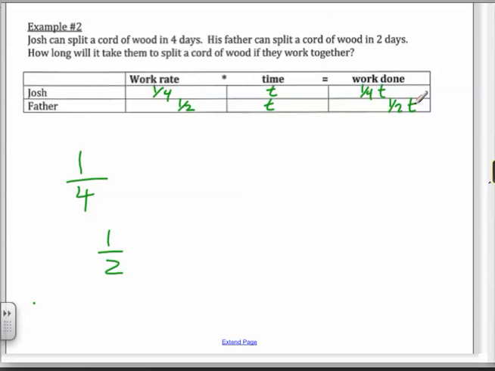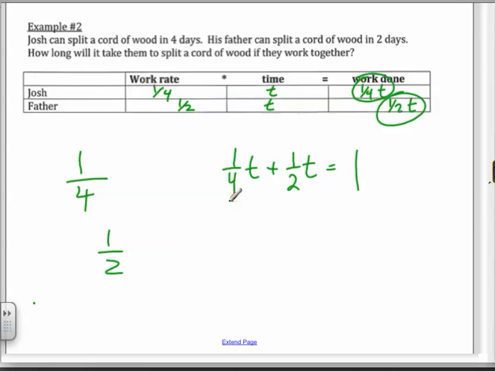Right? What if I add his work, Josh's work, and the father's work? What would that equal, Gordy? 3/4 T. Well, if I put them together, it would equal 3/4 T, but what does that equal? What does that equal? The whole job. This is the amount of work done by Josh. This is the amount of work done by his dad. If I add all of their work together, the whole job is done.